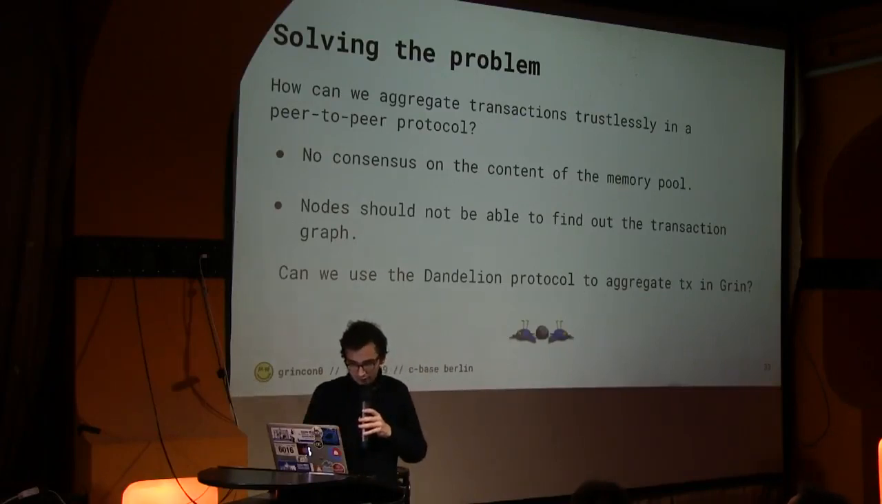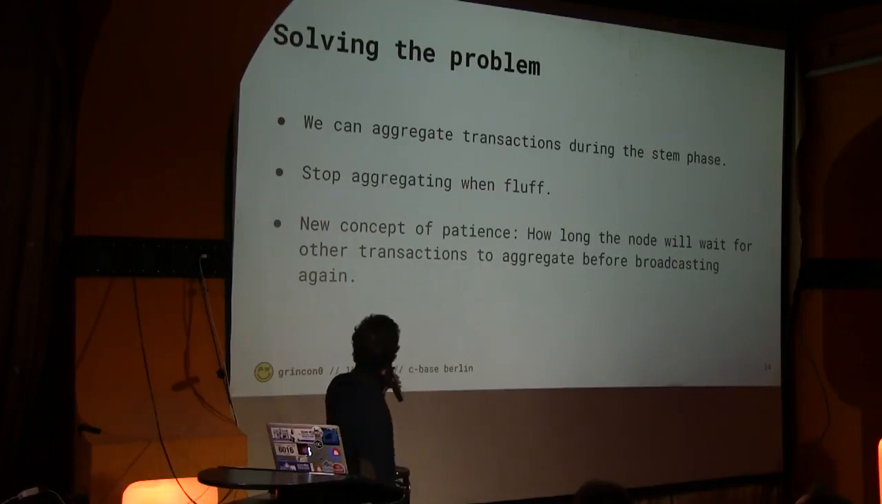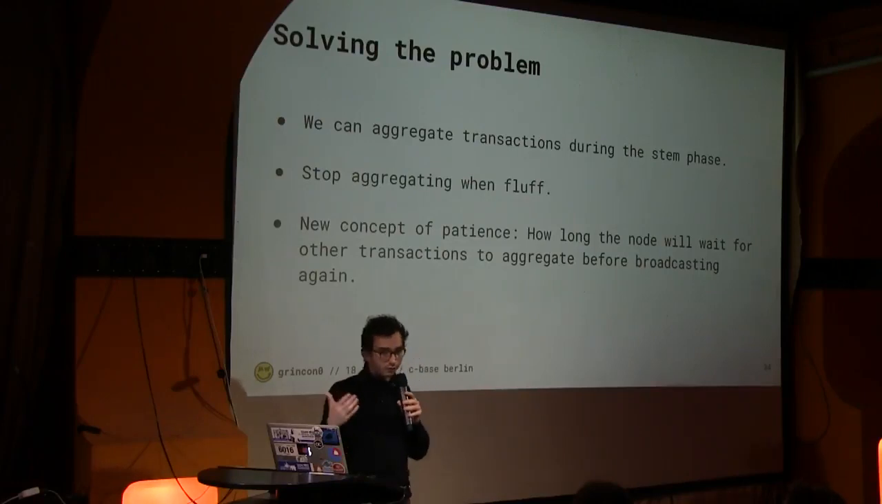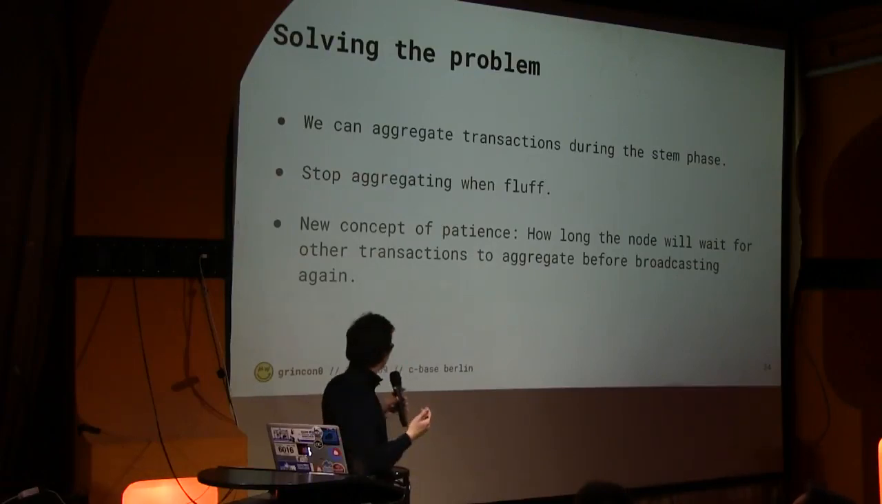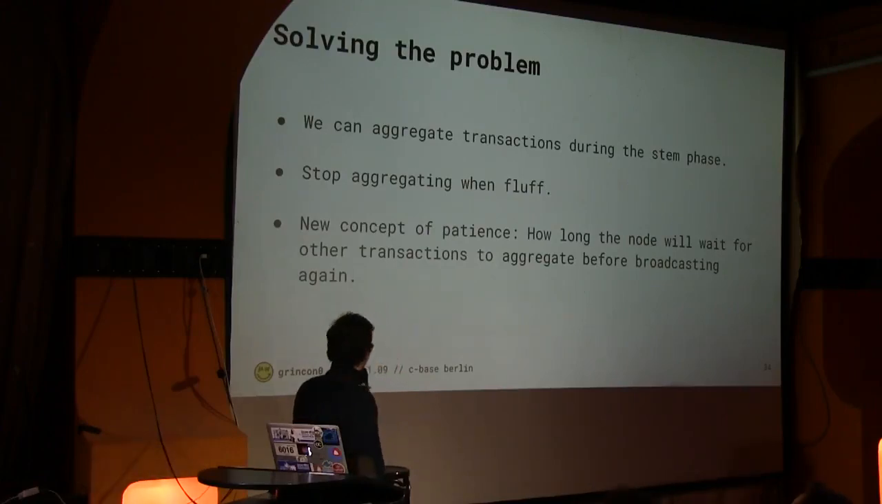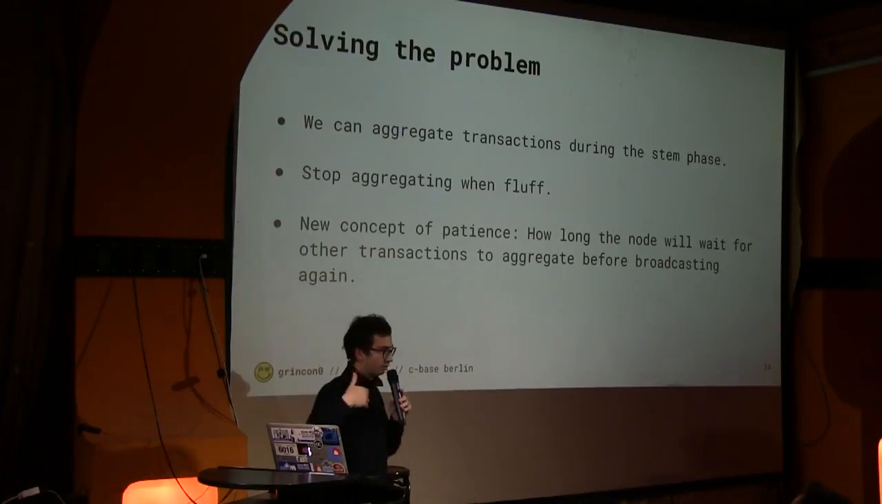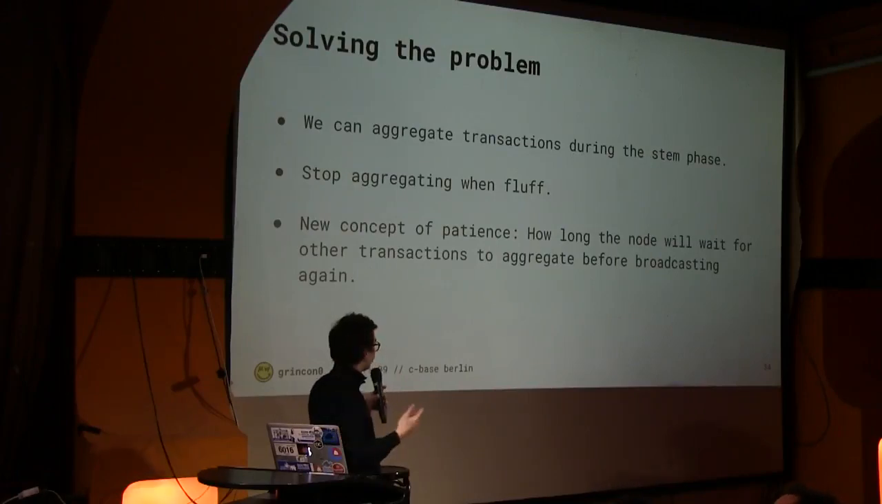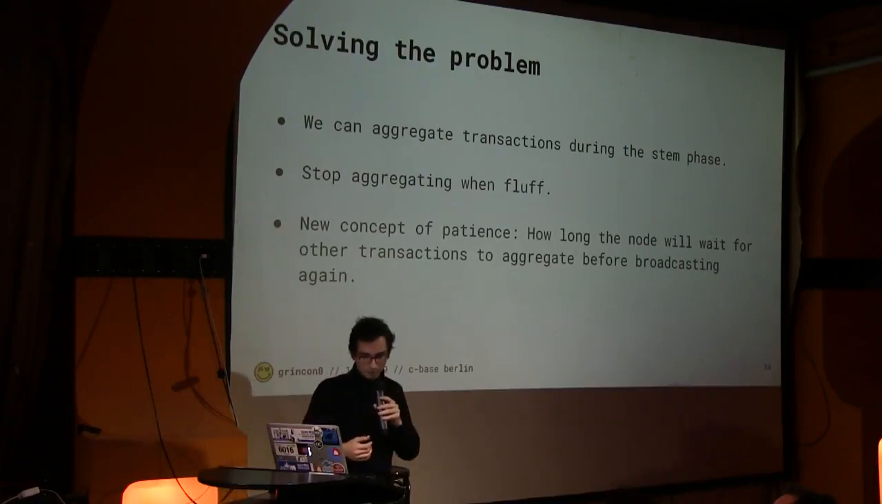And yes, we can. What we can do is start aggregating during the stem phase, also called the anonymity phase, and we can stop aggregation when we fluff it. We need to introduce a concept here, the concept of patience. So every time a node receives a stem transaction, it will wait a few minutes to receive more stem transactions to make a bigger one at the end. Because if you do it directly, you will not aggregate any transaction.